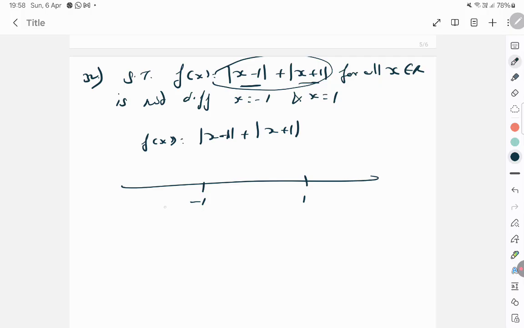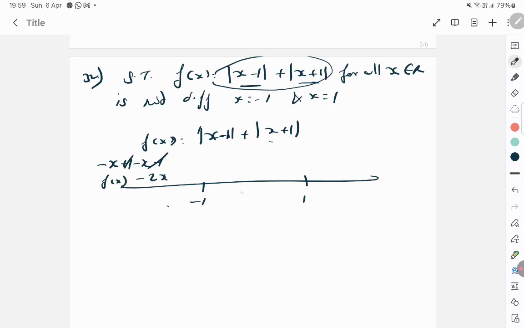When x is less than minus 1, take an example, minus 2. This whole thing will become negative, whereas this whole thing will also become negative. So both these expressions are becoming negative. Give one example and see. When it's less than minus 1, this is negative, which is minus x plus 1. This is also negative, which is minus x minus 1. The 1 and minus 1 get cancelled, giving minus 2x. When x is less than minus 1, you got a new formula where f of x is equal to minus 2x.